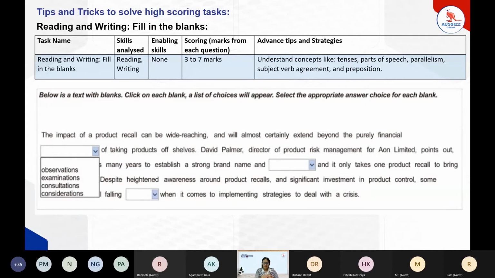Building vocabulary is also one of the important things. At the same time, PTE has given lots of sources to us so that we can build our vocabulary very nicely and easily.